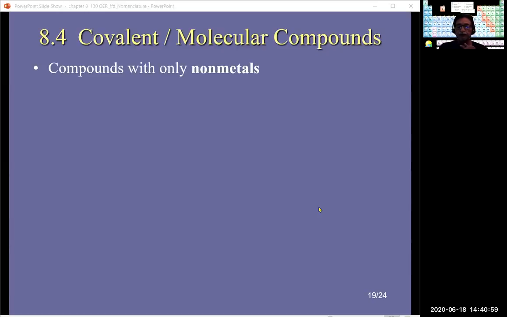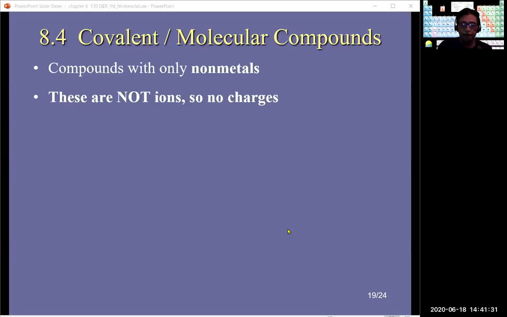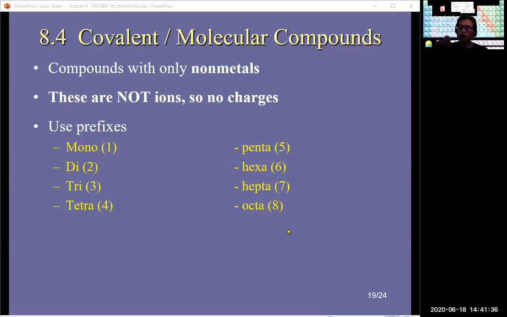Okay, which kind of brings us to covalent and molecular compounds, okay? No metals involved here, just nonmetals, okay? They're not ions, so there's no charge in general. This is kind of iffy, but the naming remains the same. Whether we use, let's say, sodium oxide or we use carbon monoxide, the name of the anion still is changed to the IDE. Okay, but we use prefixes.